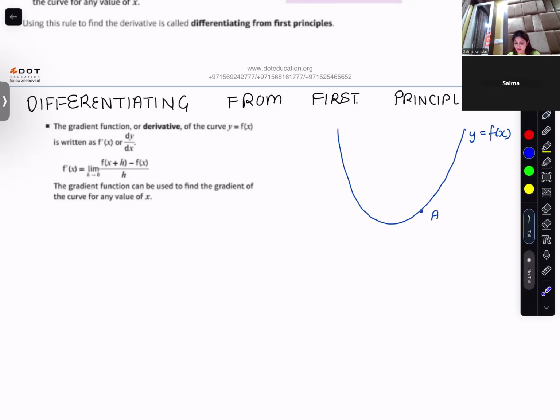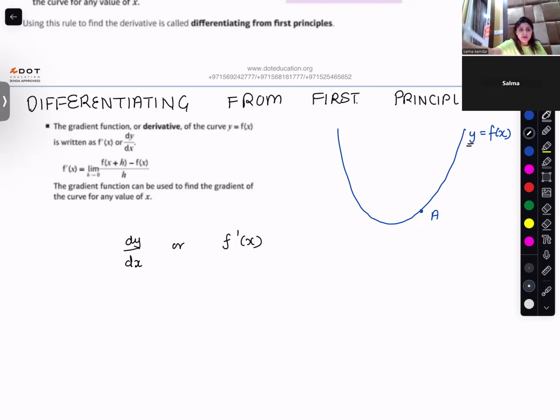So the gradient of this curve at this point would be the derivative of this function. The derivative of this function, which is y, can be written as dy by dx, or the derivative of the function, f dash x. This is the normal way that we find the gradient of our curve, by using calculus or by using the derivative. However, there is a differentiating technique from the first principle where you can find the gradient of the curve without actually knowing the calculus.